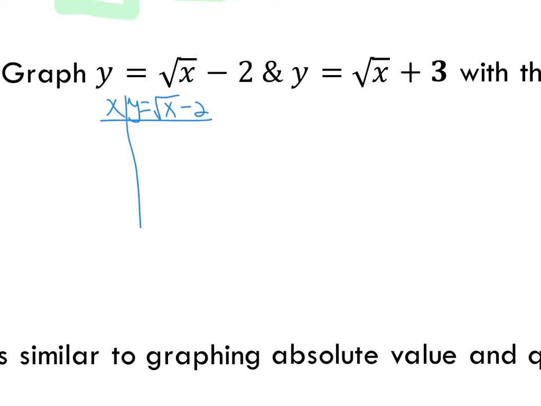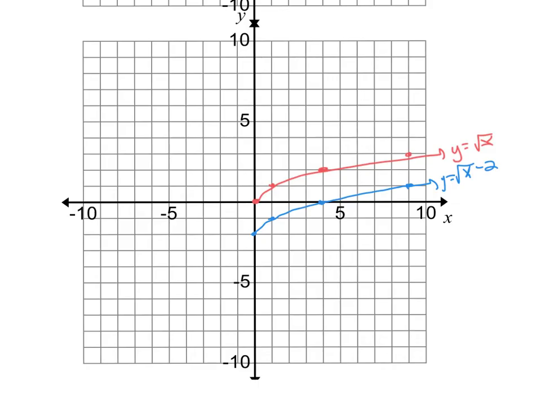Okay, so remember we can only use perfect squares for x to get a whole number answer, so we're still going to use 0, 1, 4, and 9. And remember, when we fill in our xy table, it's like we're doing the square root of 0 minus 2. Well, that gives us negative 2. The square root of 1 minus 2 will give us negative 1. The square root of 4 minus 2 is going to give us 0. And the square root of 9 minus 2 will give us 1. So we're going to plot those points on the graph and see what happens. If we look at our graph, notice it just moved our parent function down 2.